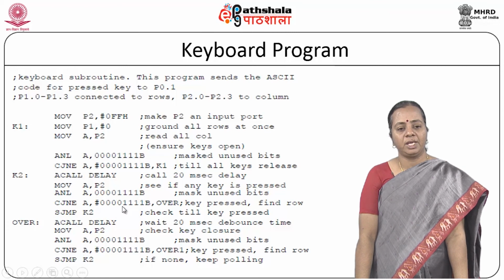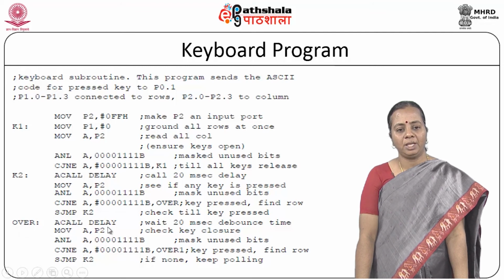If any of the keys is pressed, then this and these two will not be the same. That means any one key is pressed, any one of the bits becomes 0. If that is the case, these two will not be similar, so the comparison fails, that means not equal, and I will come to over. This is nothing but checking whether any key is pressed. If yes, I come to over. If not, I will go to K2 again, so that it gets repeated again and again till a key is pressed.